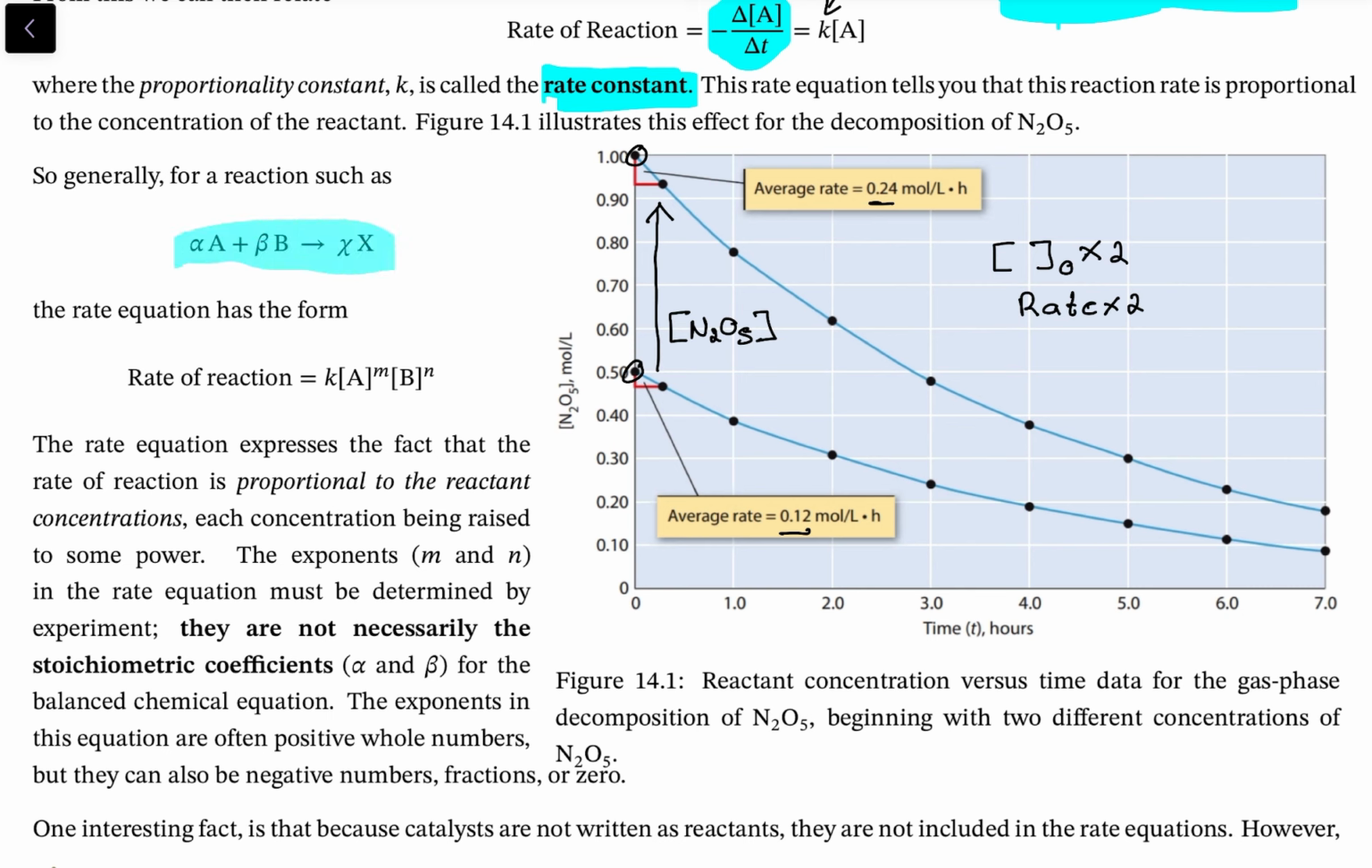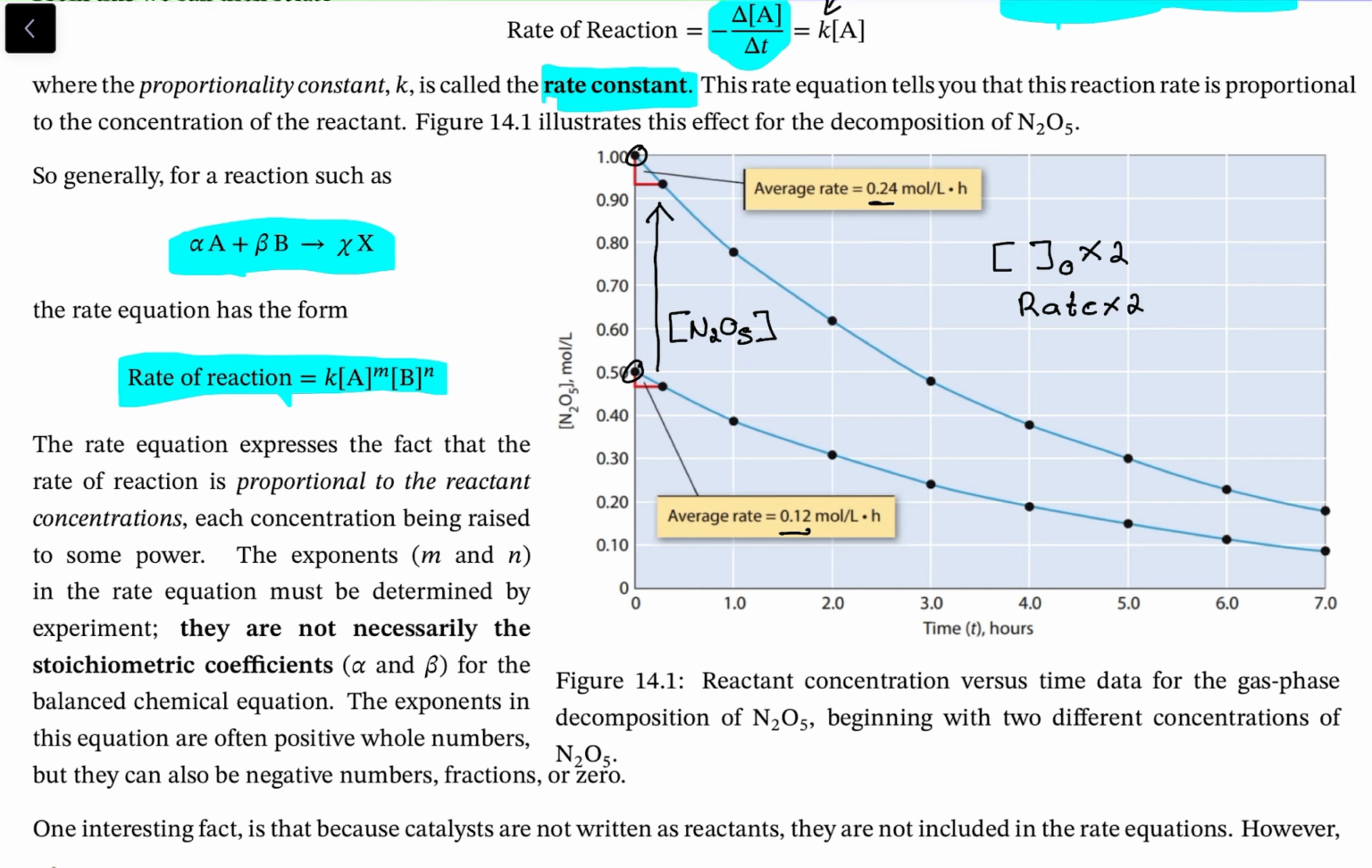So let's say you have a general reaction where you have some stoichiometry, so αA + βB gives χX. So that's, remember, the α and the β are just stoichiometric coefficients. Then it means this reaction has a rate equation of the form rate equals k, the rate constant, multiplied by the concentration of the reactant A to the power m, multiplied by the concentration of the reactant B to the power n.